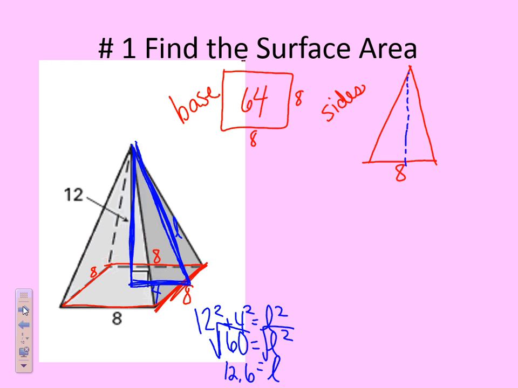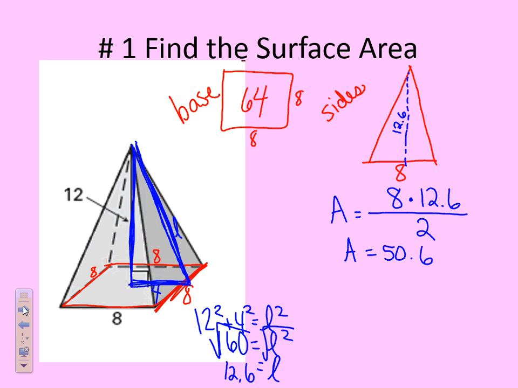So my slant height would be 12.6. So when I want to find the height of my triangle here, that is 12.6 if I were to unfold this. That's what that slant height tells me. So can I find the area of one triangle on the side? Sure. What's the base of the triangle? 8. What's the height of the triangle? 12.6. So base times height divided by 2 is the area formula for a triangle. So we'll take that 12.6 times 8, and then we'll divide it by 2, and we get an area of 50.6. That's the area of one triangle.